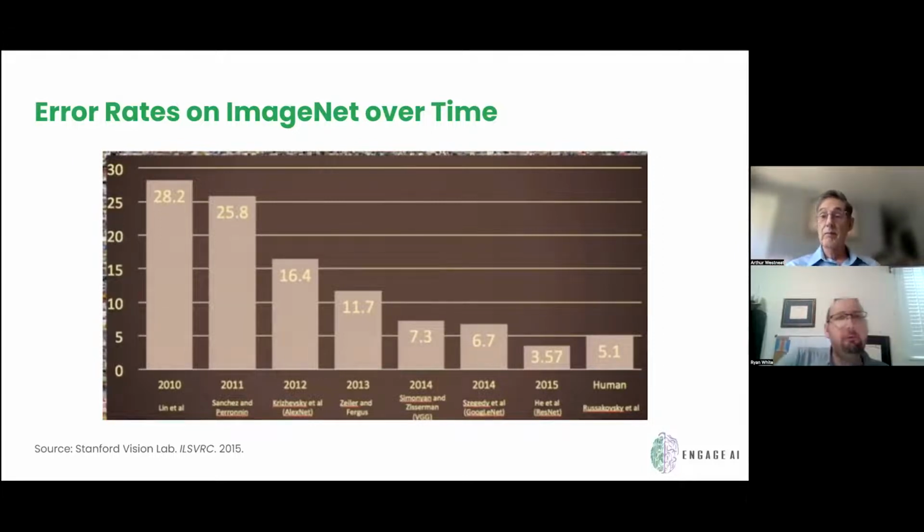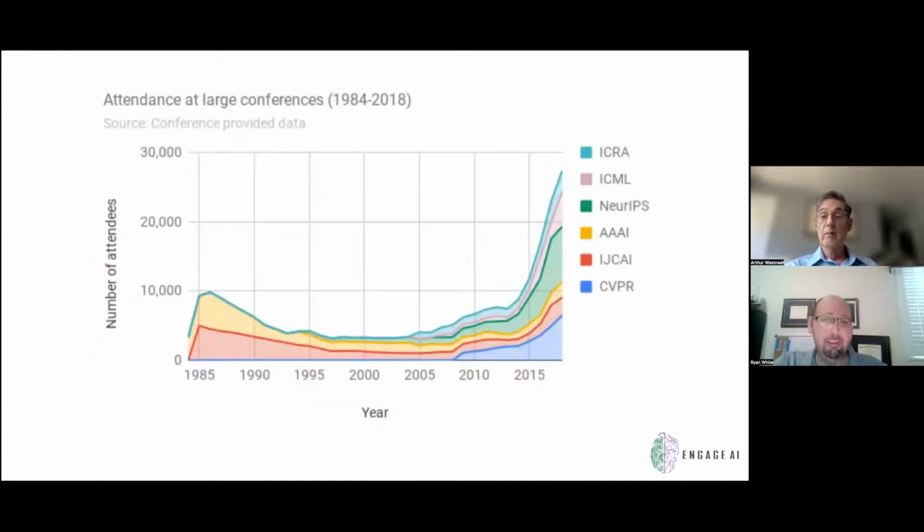But based on this performance, we saw just really explosive growth in human interest in AI because it was so good at these things. So in the academic world, it's always been pretty popular. This is data from 85 to 2018. And each of these graphs are the attendance levels at major conferences for AI.